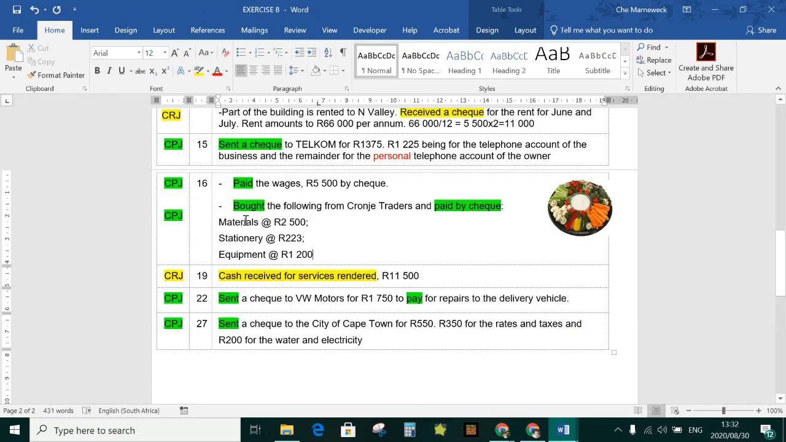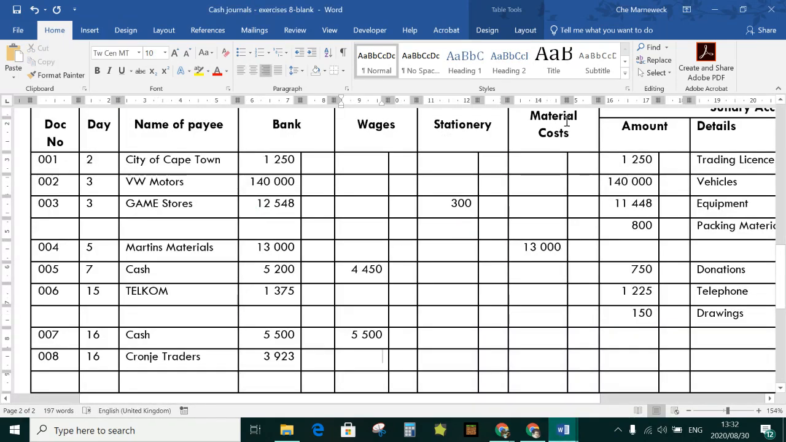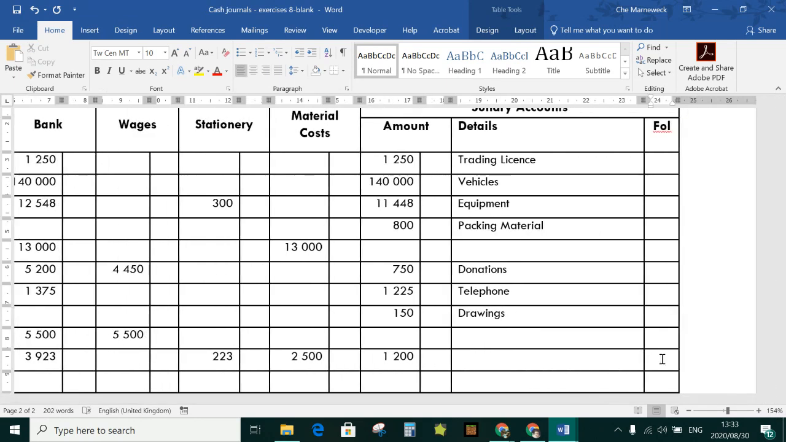The first one is materials for 2,500. So we've got a column for material costs. Make sure we're on the same line. And that is 2,500. We then have stationery for 223, and we have a column for stationery. The exact same line, 223. Equipment for 1,200. We don't have a column for equipment, so it goes to sundry as equipment.